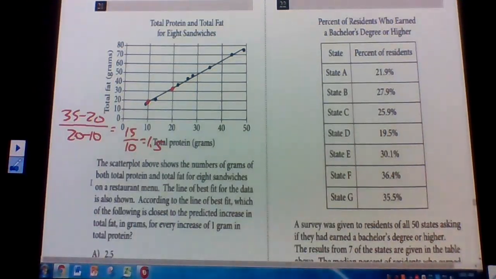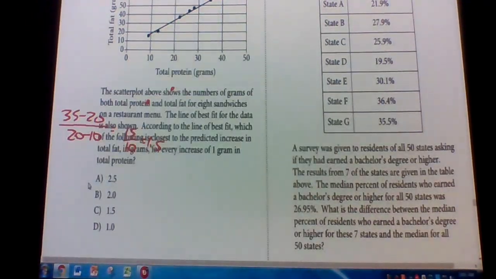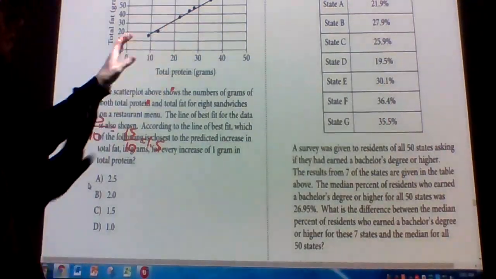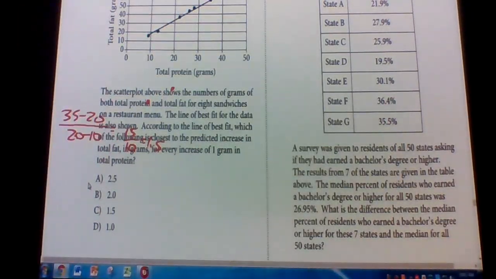So let's look at our answer choices. I'm looking at option C here. Yeah, so just pick any 2 points on here, and you're basically finding the slope. How much is the total fat increasing for every gram of protein? So essentially you're just finding the slope. Rise over run, change in y over change in x.